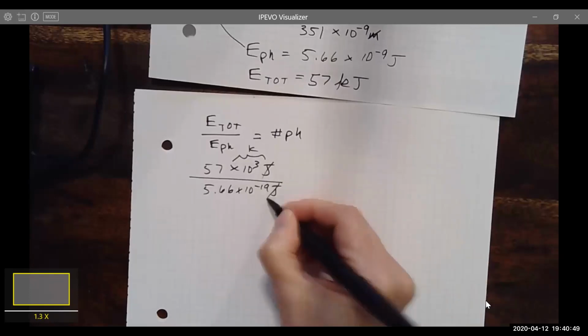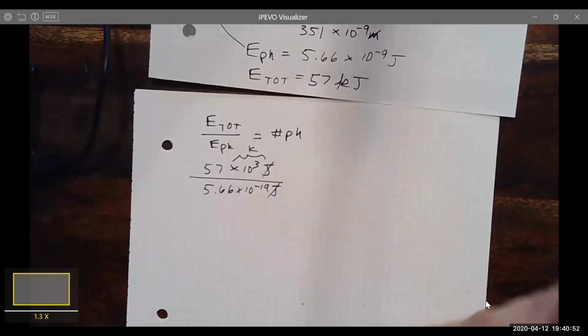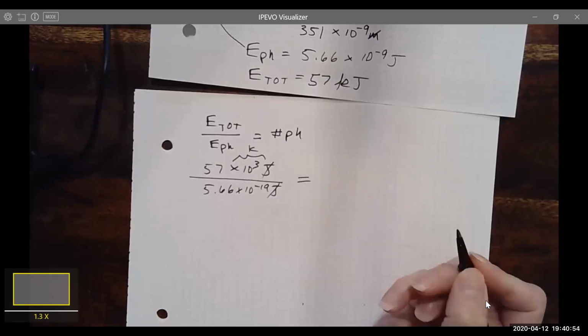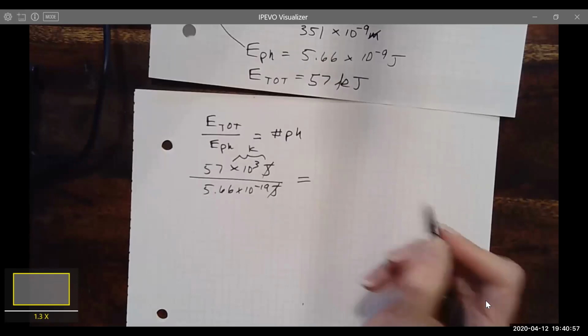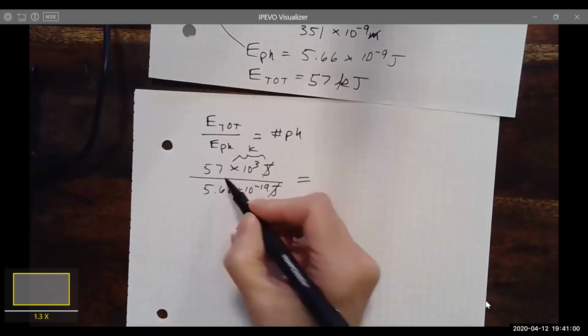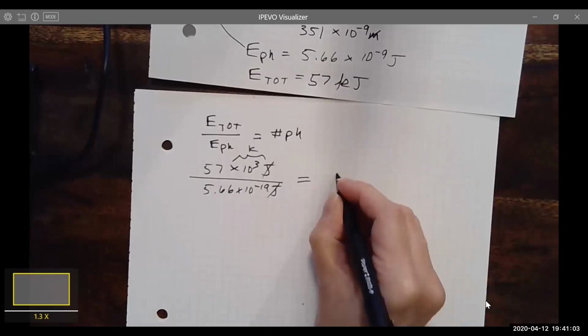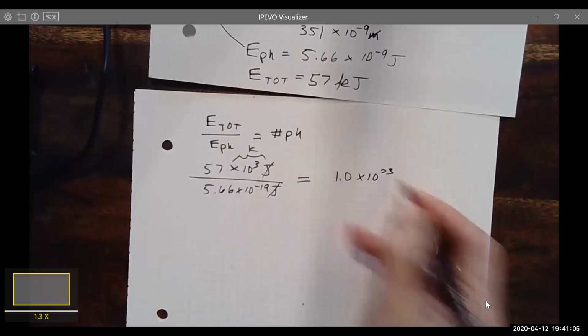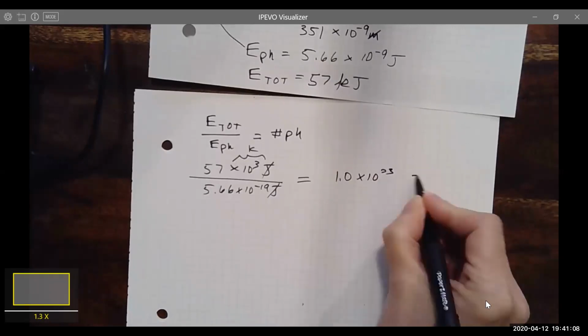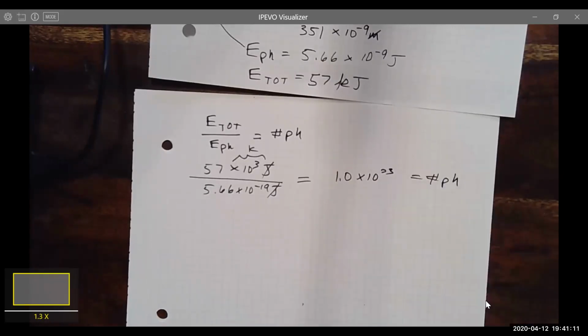And it cancels out because now we're just looking at a number. The number of photons is what this is going to come out to be. If I divide those two numbers, I'll get the number of photons. Only 2 sig figs allowed because 57 only has 2 sig figs. And I get 1.0 times 10 to the 23rd. And that's my number of photons. So what does that tell us? Well, that tells us that when this light is shining for those 2 hours, it will release during that 2 hours 1.0 times 10 to the 23rd photons. That's how many, if we could count them, that's how many would come out.